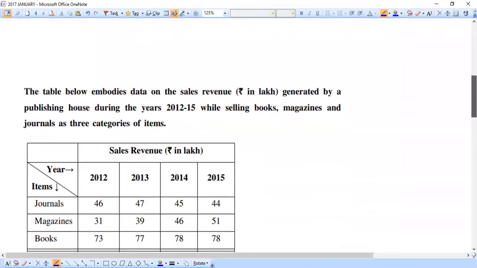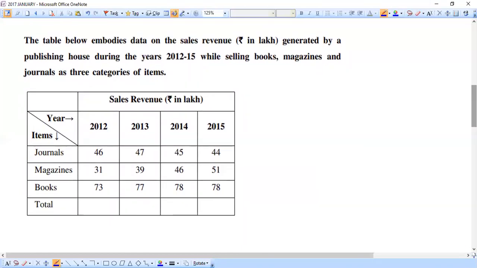Moving on to the next problem. Here we have a set of problems. Once again, we have a table or column. So that means we'll have some set of problems here. But before that, let's see what is available in the table. The below table has the data which shows the sales revenue, given in terms of lakhs, generated by some publishing house during the years 2012 to 2015.